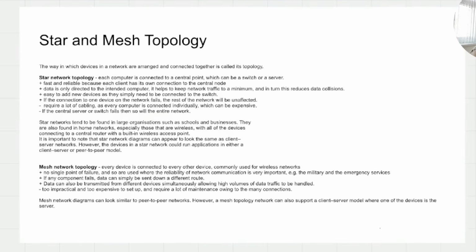So a star network is where each computer is connected to a central point, which can be a server or a switch. This is fast and reliable because each client has its own connection to the central node. Data is only directed to the intended computer. It helps keep network traffic to a minimum. However, it requires a lot of cabling because each client is connected individually, which can be expensive. Also, there's a single point of failure, meaning the server or the switch, if it fails, everything is gone.